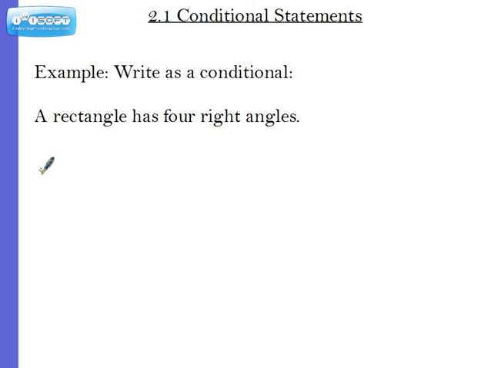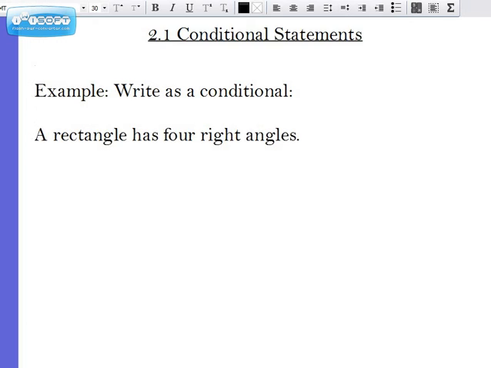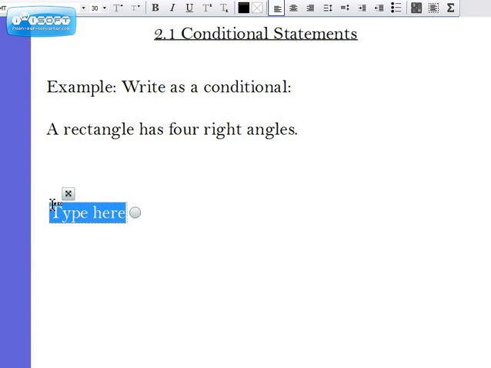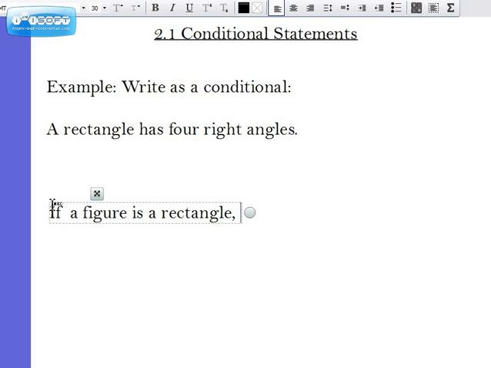Now, we can't just say if a rectangle, that doesn't make sense. So what we're going to do instead, I'm actually just going to type it. It's going to be if a figure, or if a shape, either is fine, if a figure is a rectangle. So that's the first part. That's our hypothesis. We have to have if something, then something. So if a figure is a rectangle, then it has 4 right angles.